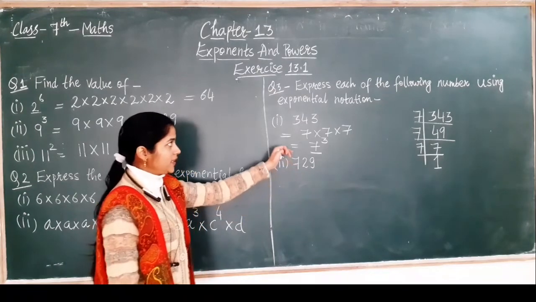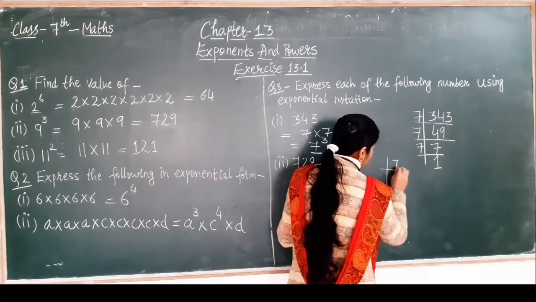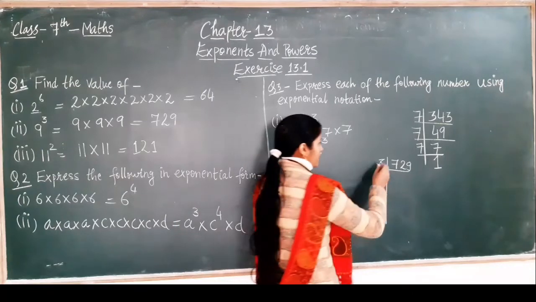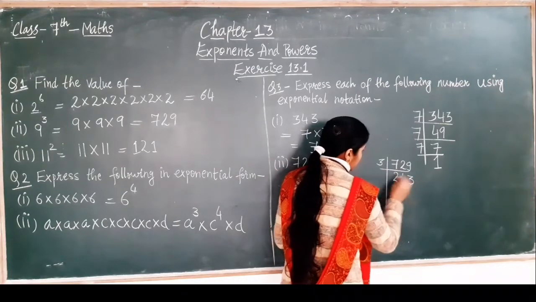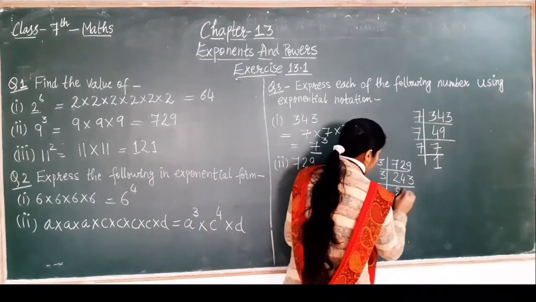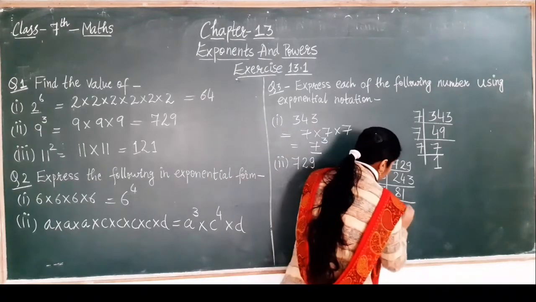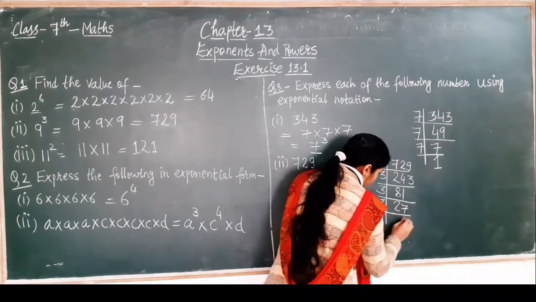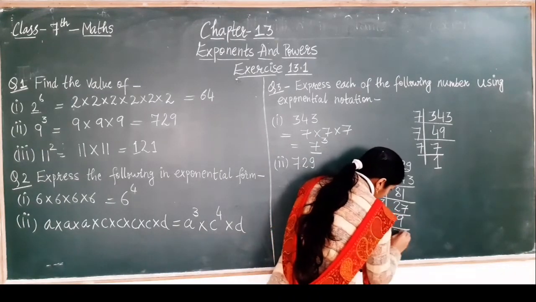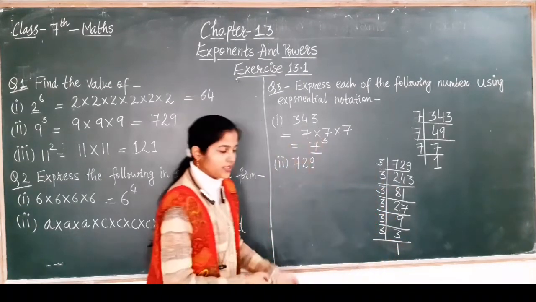As we have done in the first question, the same way we will do the prime factorization of 729. If you divide 729 by 3, you will get 243. And then again you divide 243, you will get 81. And again you divide 81 by 3, you will get 27. And if you divide 27 by 3, you will get 9. And if you divide 9 by 3, you will get 3. And 3 ones are 3.